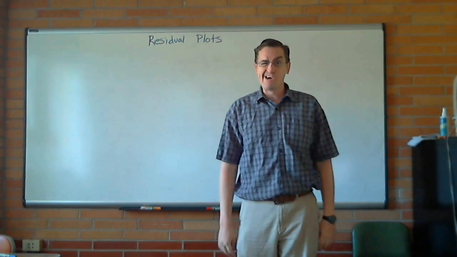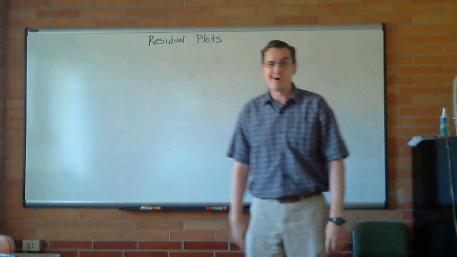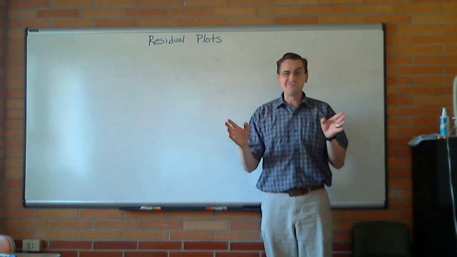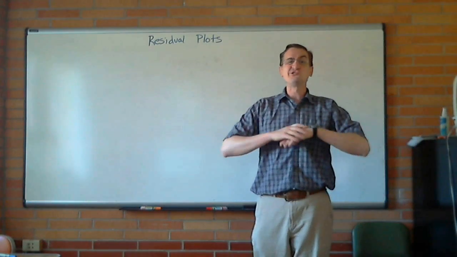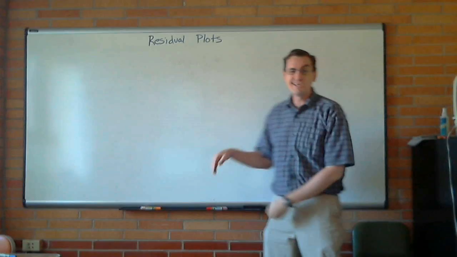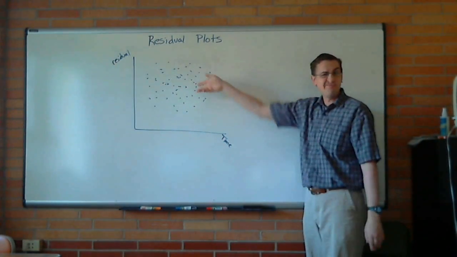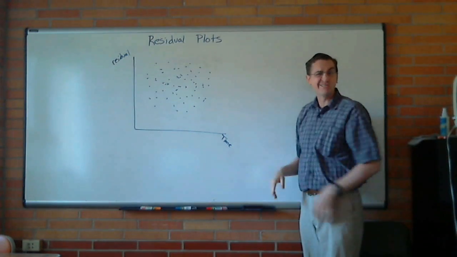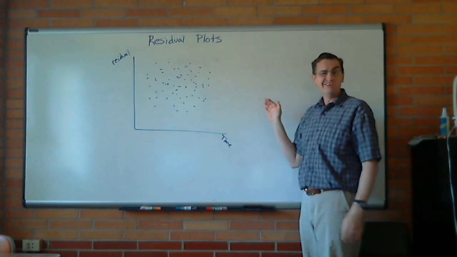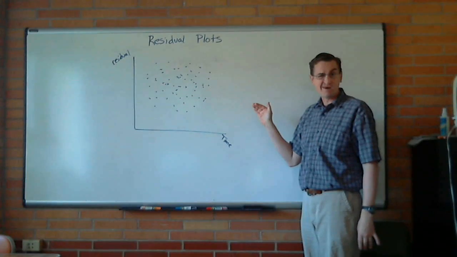So we're going to talk about residual plots now. When you look at residual plots, what you want to see is just random scatter of dots, like this. We've got no patterns, no shapes, no animals, just a bunch of dots. That's the right thing to see. Now, if you see a pattern, that indicates a problem.